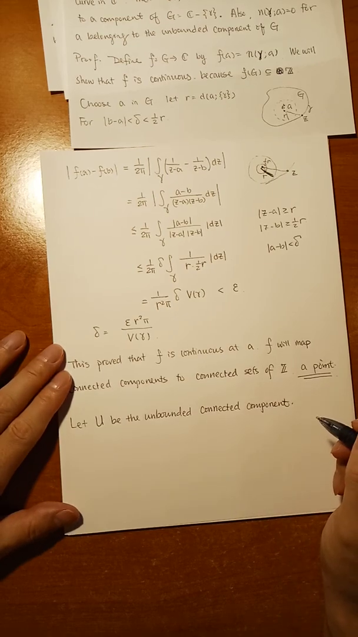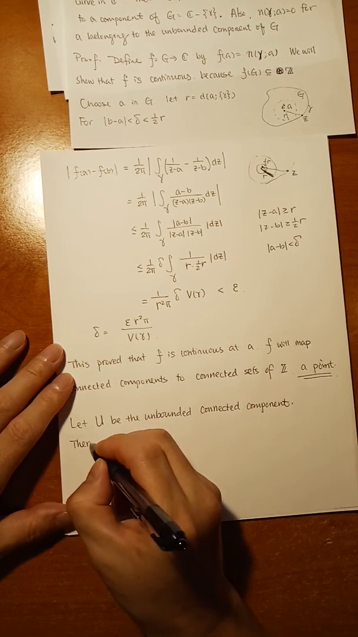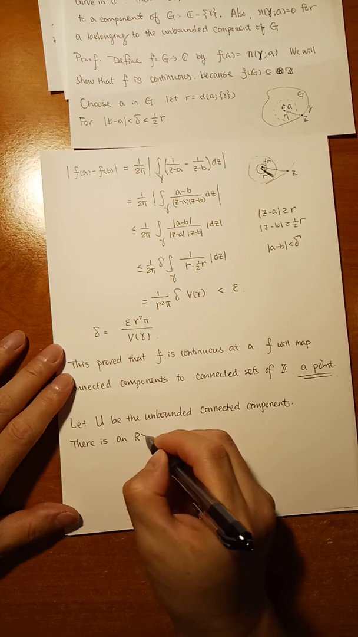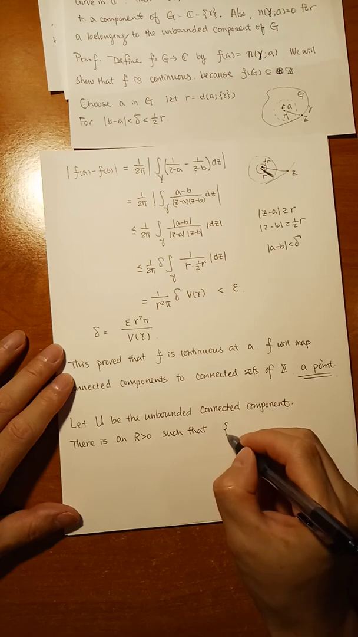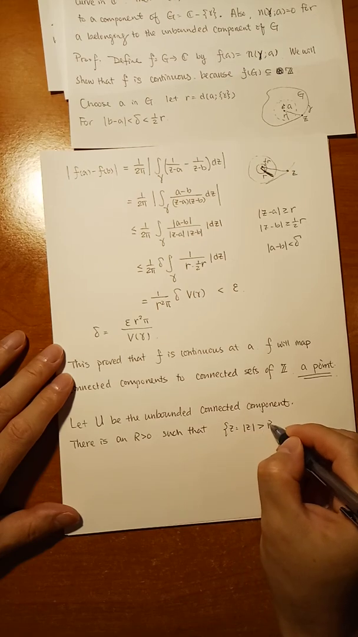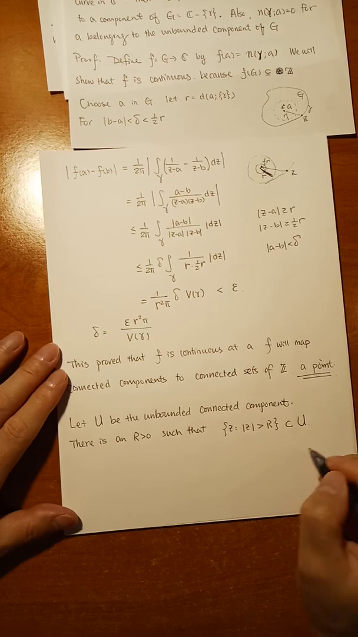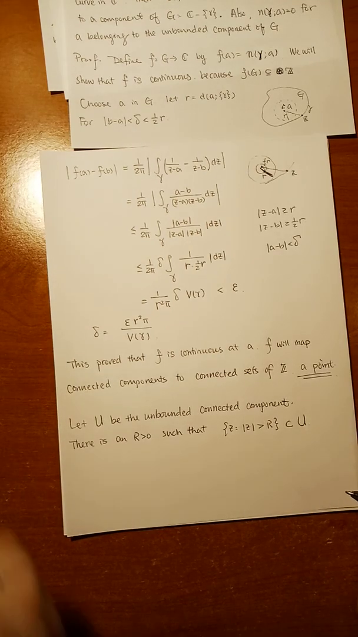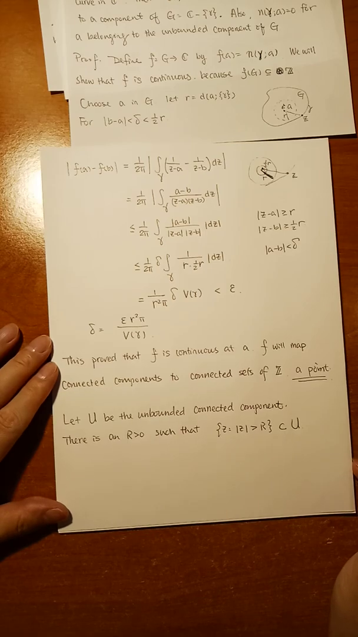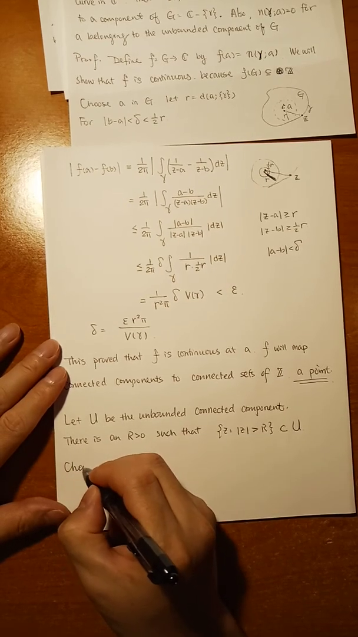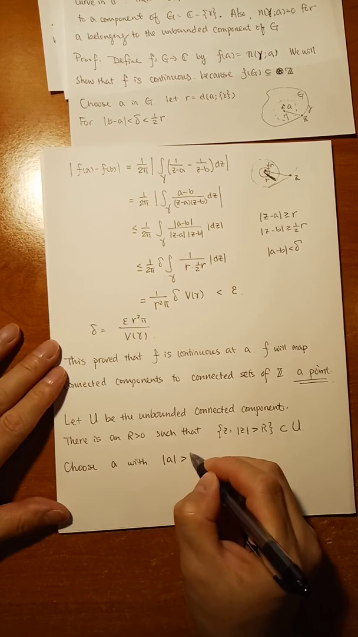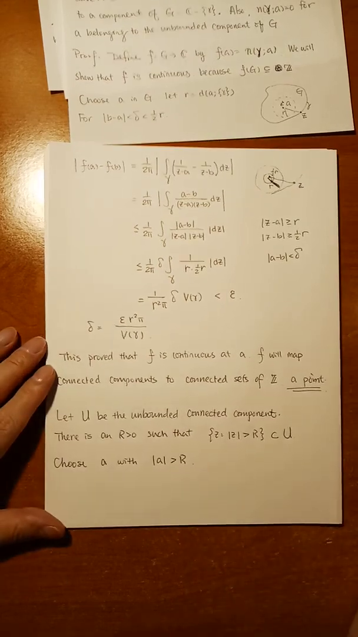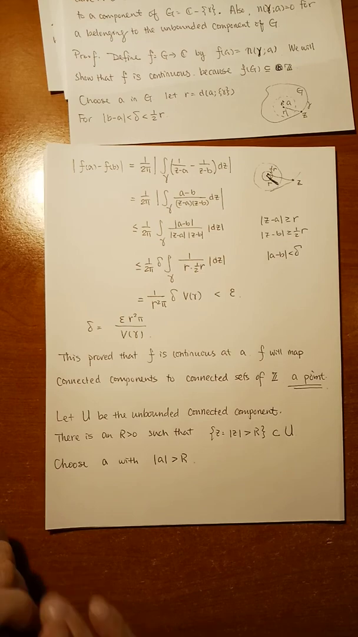Unbounded connected component. All right, so there is an r greater than 0 such that the exterior part of the ball is totally contained in U. We just mentioned this, right? Okay, we pick up a. Choose a with modulus of a greater than r, very far from the origin, far from the origin.